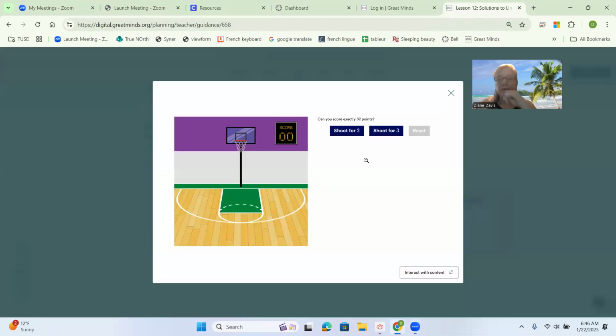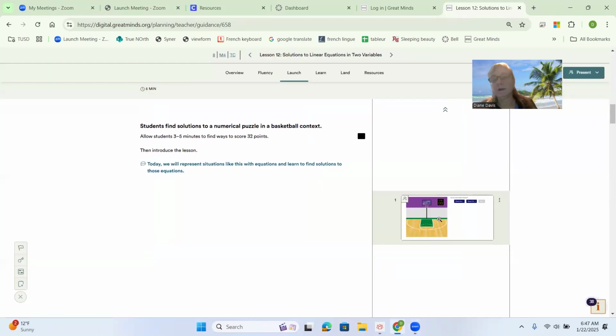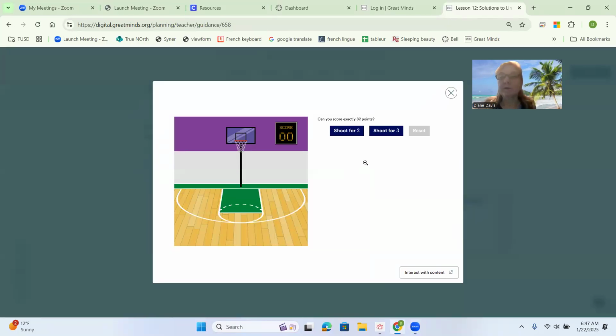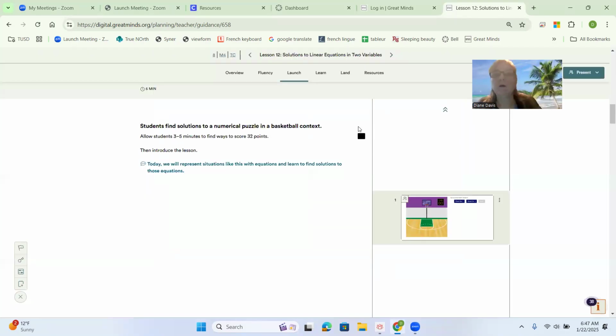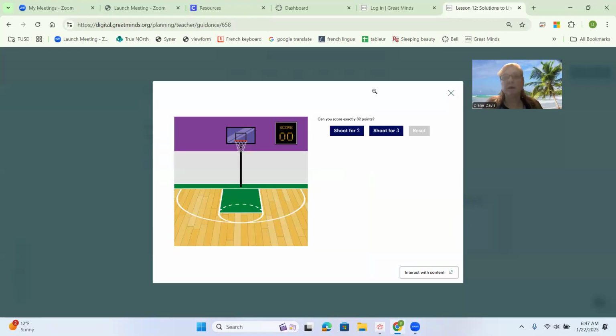Okay. So, the question is, can you score exactly 32 points? And yes, if you shoot for twos, right? And three does not go into 32 evenly, but actually you could do 4 threes to make 12, and then the rest twos, or you could do 8 twos to make 12.